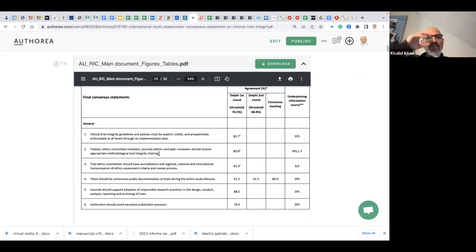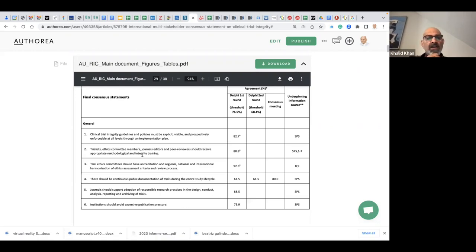However, in another statement, it is possible that the methodological training may be voted out and only integrity may remain and move forward to be included in the statement. Did that make sense through my explanation? Yes. Okay, thank you.